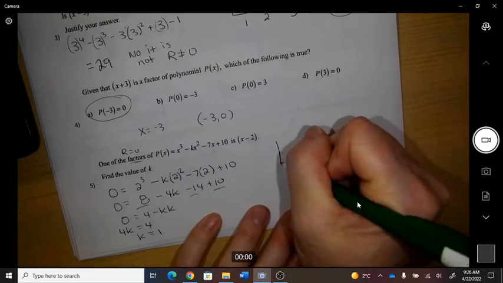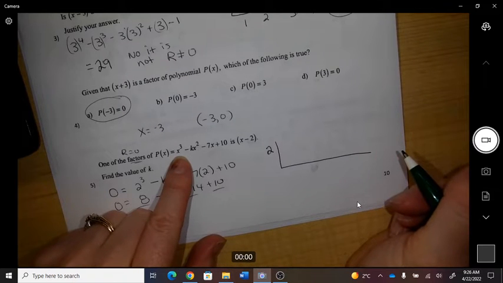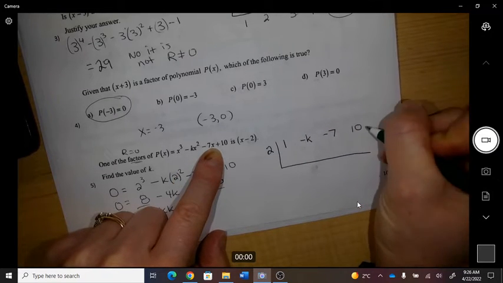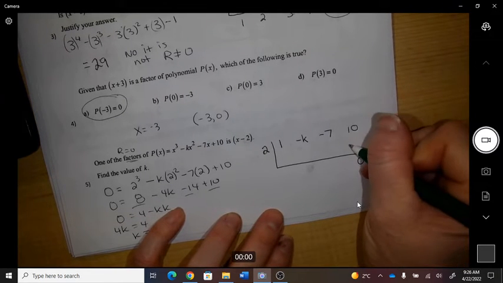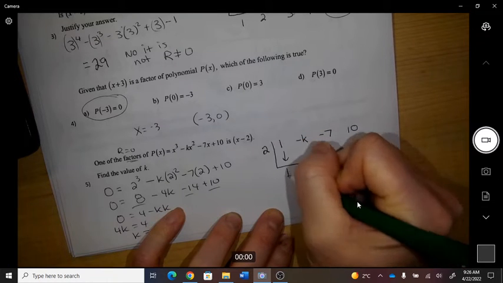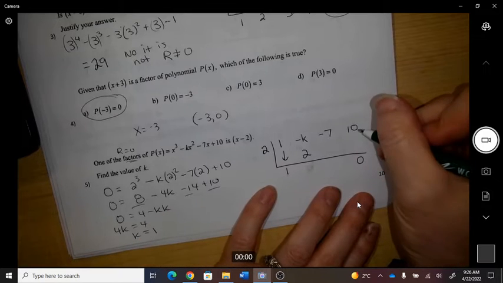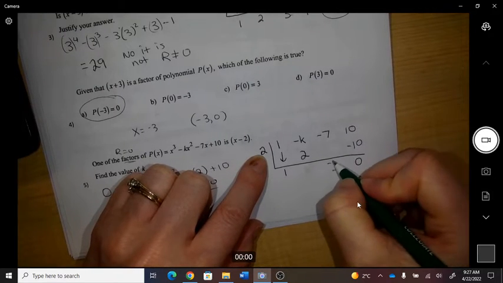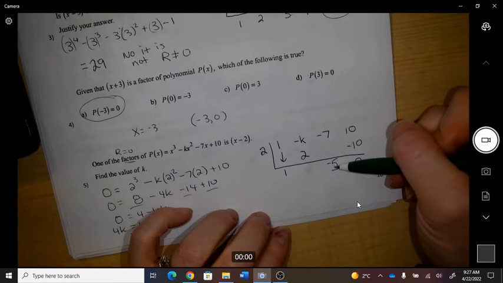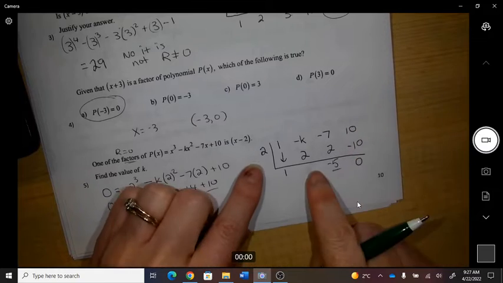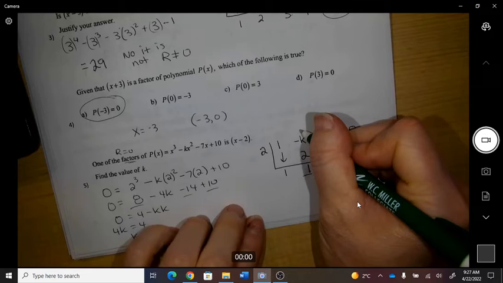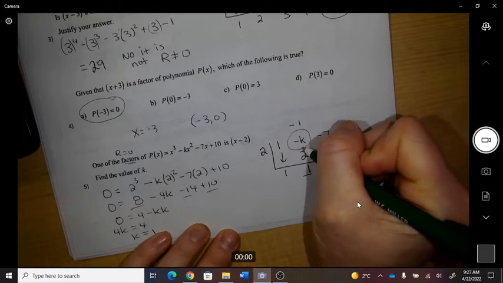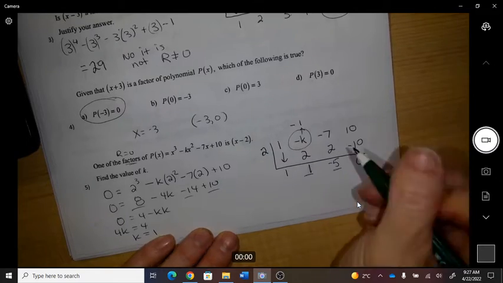I can also do this with synthetic division. So I'm going to put a 2 in the front. I'm going to go with a 1 for x cubed, a negative k, a negative 7, and a 10. I know the remainder is 0. So we're going to go here. So this would be a 1. This would be a 2. Now this would have to be a negative 10 here to make 0. So I would need a negative 5 there to multiply to that. And what to add to that? I would need a 2. What to multiply to get the 2? A 1. And then what do I need in that spot? I need a negative 1 plus 2 to add. Therefore, k is 1.